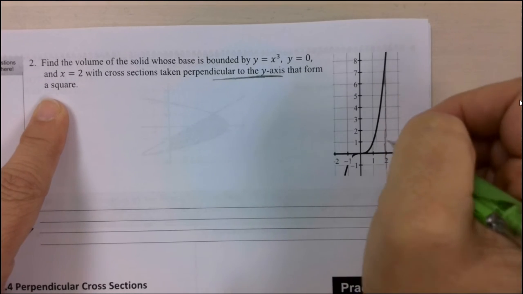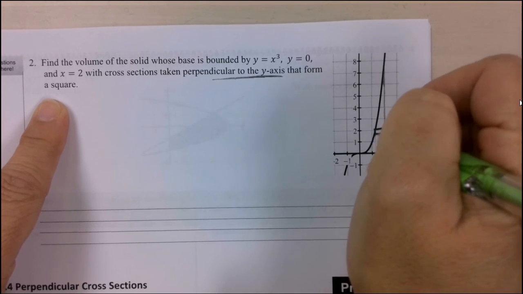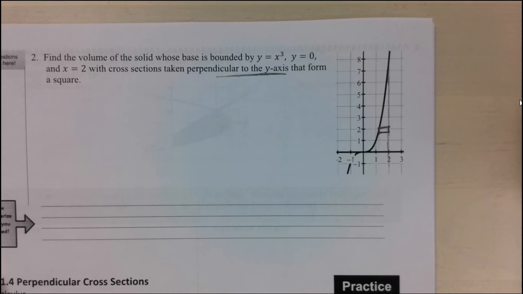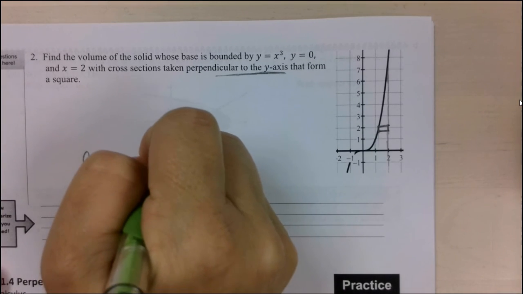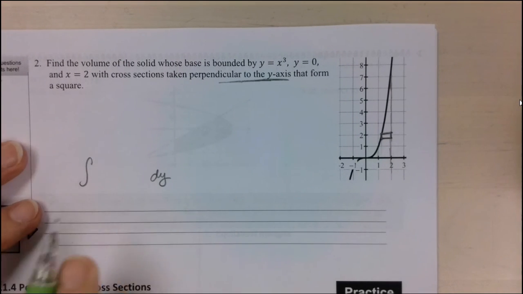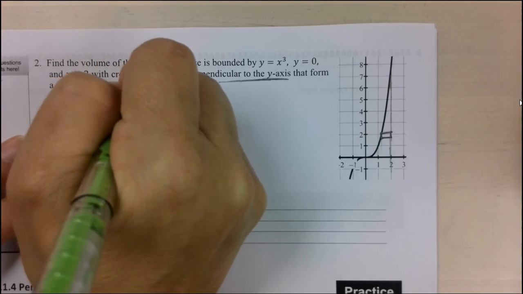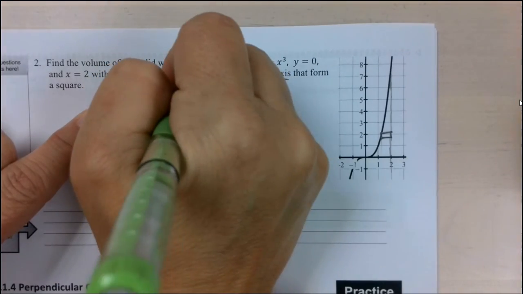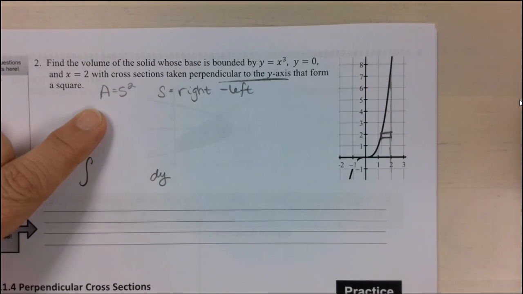So this time, we're going perpendicular to the y-axis. I'm going to draw in my representative rectangle. This time it's going horizontally, which means that my integral, whenever we're ready to write it, is going to be a dy integral. Formula is still the same, area of the shape. My area is side squared. But in this case, since I'm going horizontally, side is going to be equal to right minus left.